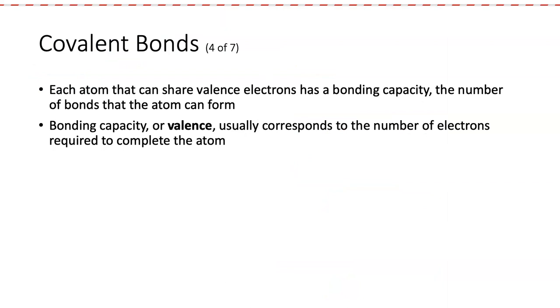So what's really important here is that the number of valence electrons tells you the number of bonds that can form. So we call that the bonding capacity, or more commonly we say it's the valence. We're using this word valence a lot in different ways, but they're all kind of referring to the same thing. It corresponds to the number of electrons that are needed in order to complete the atom.